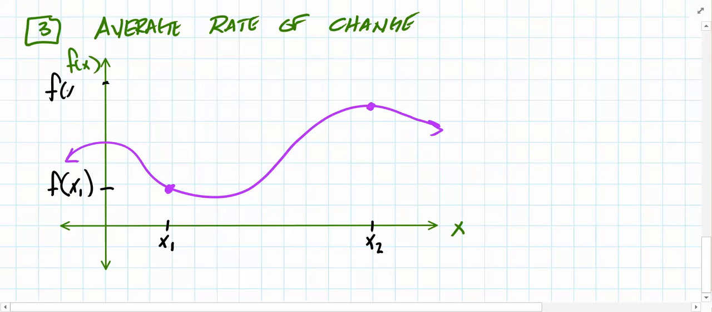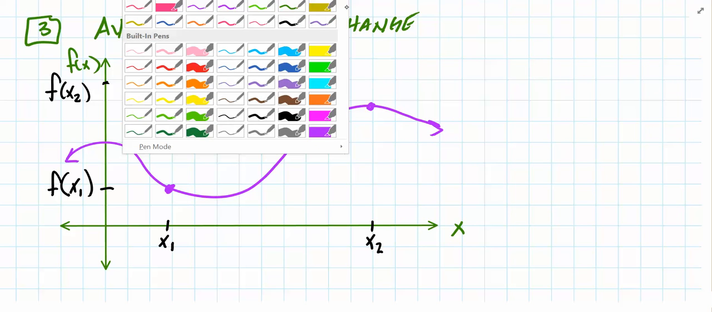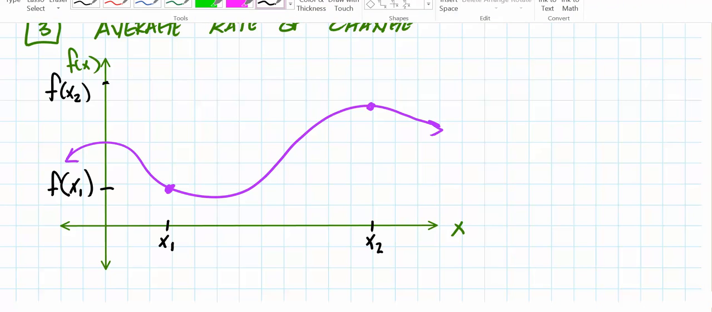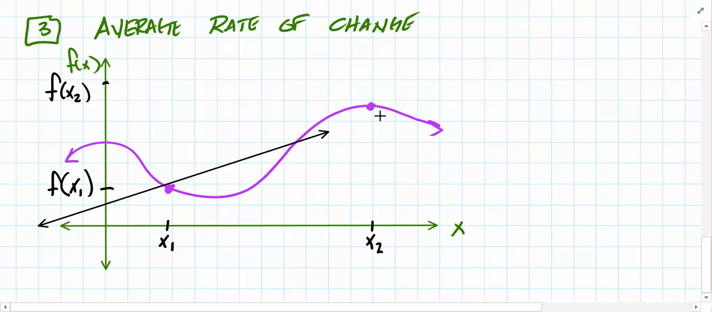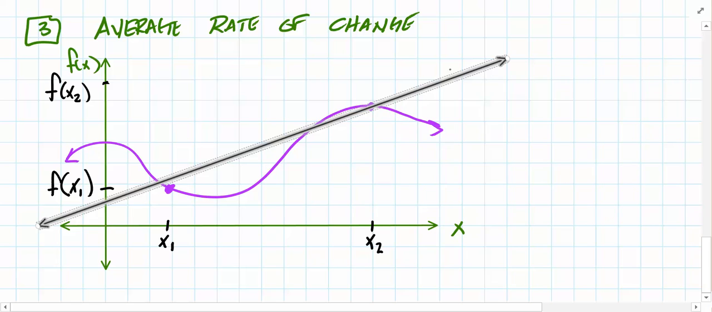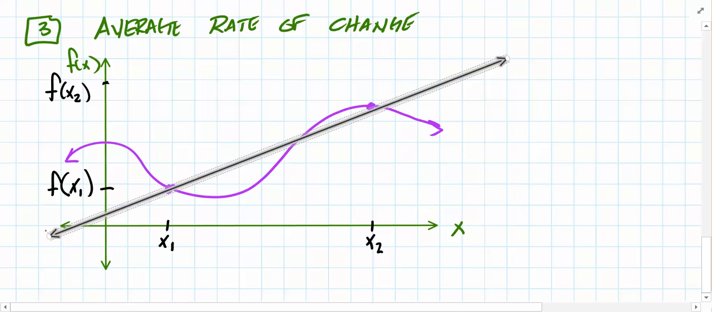Okay, now, the average rate of change is a very simple idea if you understand one thing. The average rate of change is the same exact thing as slope. Okay, so if we want to calculate the average rate of change between any 2 points, all we do is we take those 2 points on the graph and we connect them with something that's called a secant line. So take your straight edge right now, do your best to actually connect those 2 points as best you can. And this is called the secant line.